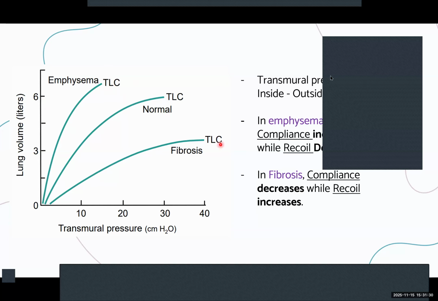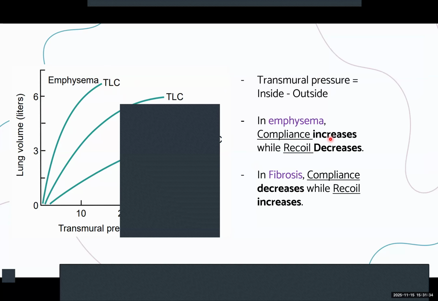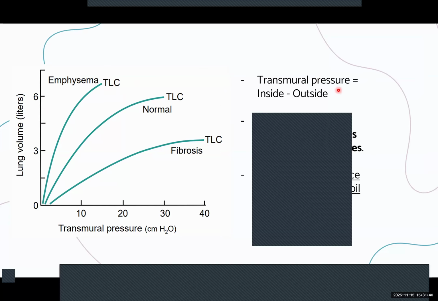And in emphysema, what's going to happen is that your recoil force is going to decrease. This relationship is inversely proportional. So as your compliance increases, your recoil is going to decrease. And the formula for transmural pressure is very important. I put it in 3 slides, but it's not that important in this slide. So we will talk about it in the other questions.